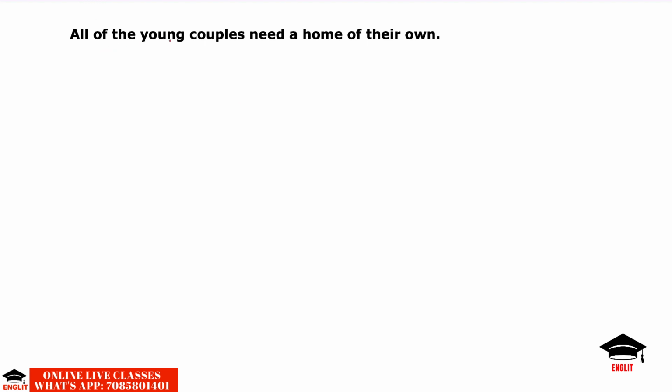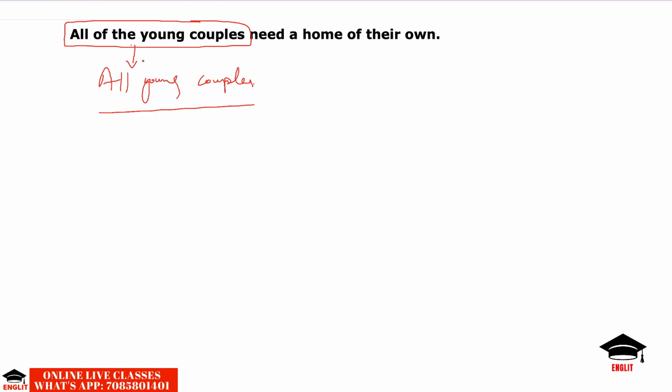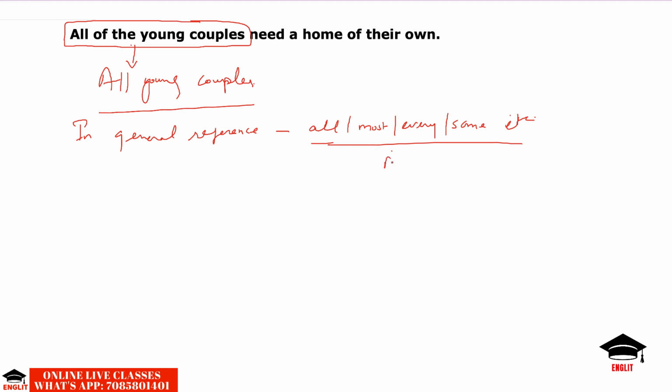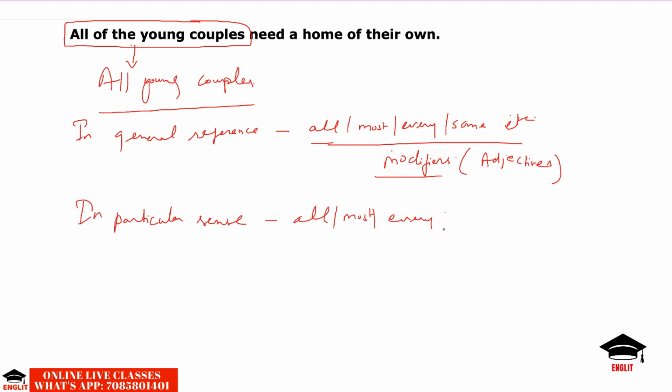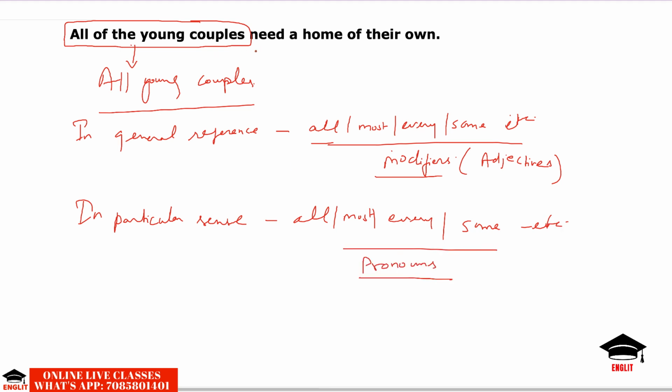Next question. All of the young couples need a home of their own. The error lies in all of the young couples. It should be replaced with all young couples. And why is it so? In a general reference, all, most, every, some, etc. are used as modifiers, adjectives. And in a particular sense or reference, these all, most, every, some, etc. are used as pronouns. And here in this sentence, we need all young couples.